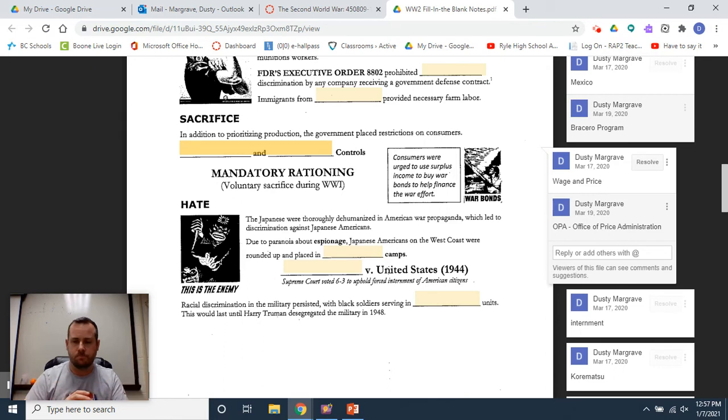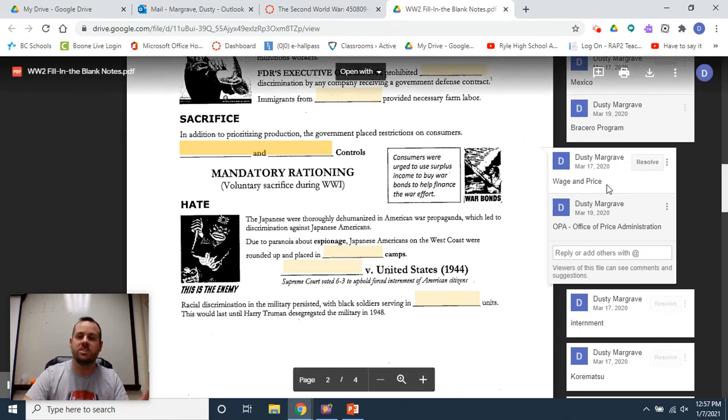The government put wage and price controls in. The regular laws of supply and demand were kind of pushed aside, and the government dictated wages and prices for a short period of time. This was called the OPA, the Office of Price Administration.